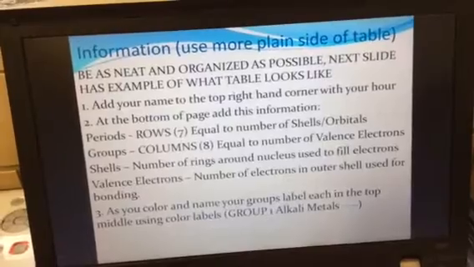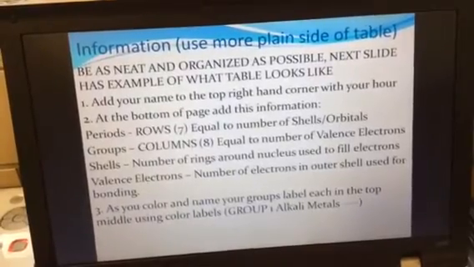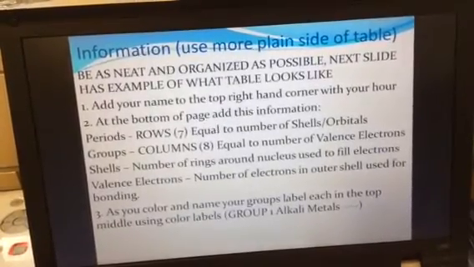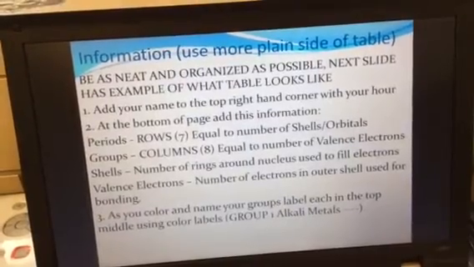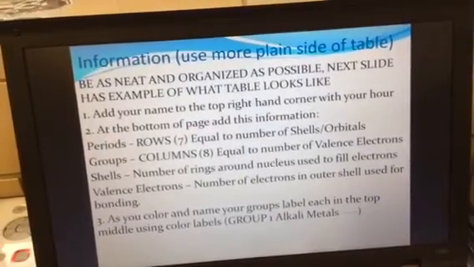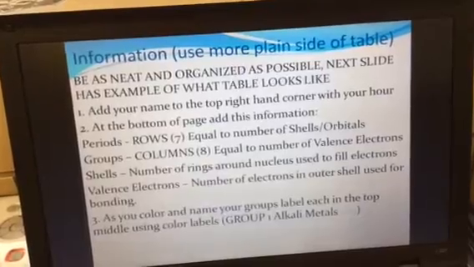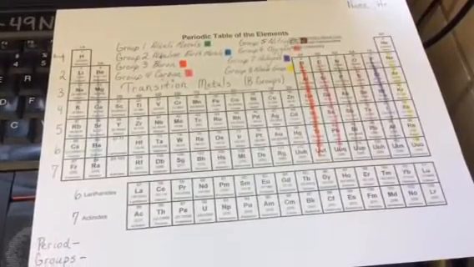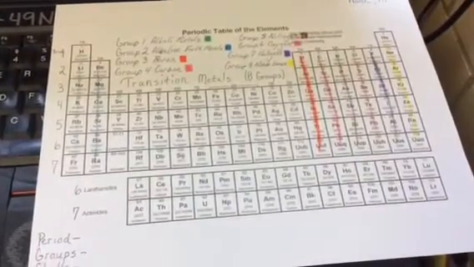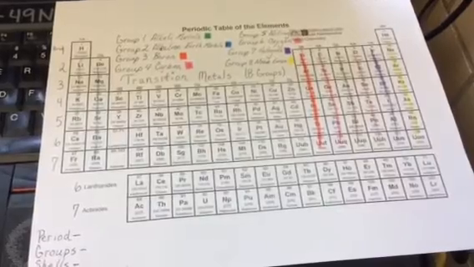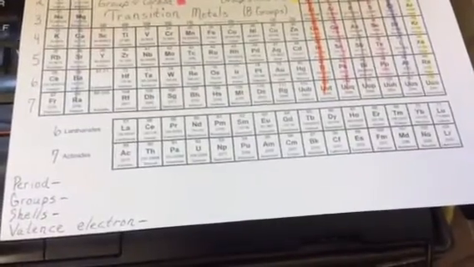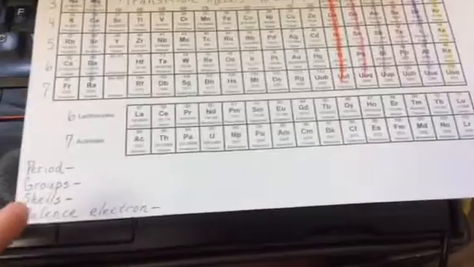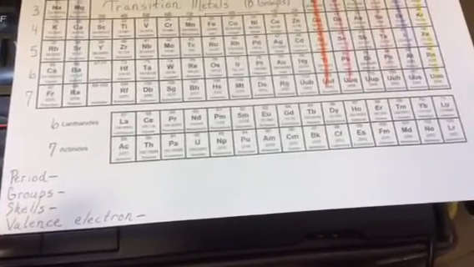Now, as you go through each next slide, you're going to color and name your groups at the top middle using your color labels. Group 1, alkali metals. This is what that will look like. There once again is where your definitions go in the bottom corner. Periods, groups, shells, valence electrons.